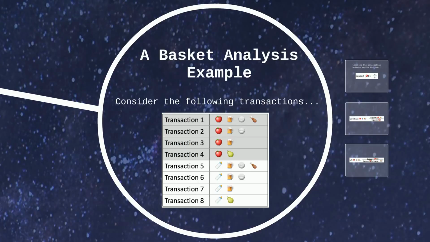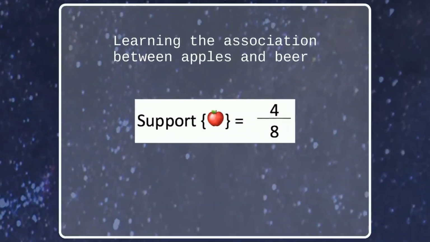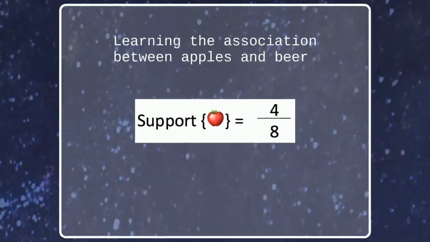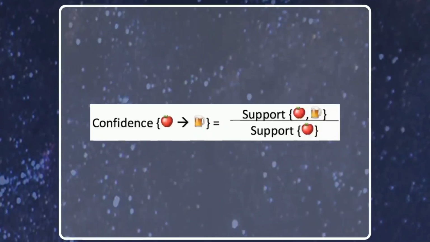So let's go ahead and calculate our 3 measures, being support, confidence, and lift, and see if we can actually mathematically show an association between these 2 items. We're going to start with the support, and this is going to be the first step in learning the association between apples and beer. The support for apples is simply the probability of apples. If we look back, there were 4 transactions out of a total of 8 where we got apples. So this is just going to be a support of 0.5. It's fairly significant, so we're going to say that there is statistical significance behind this, so it's worth pursuing.